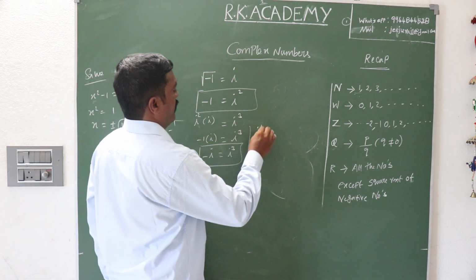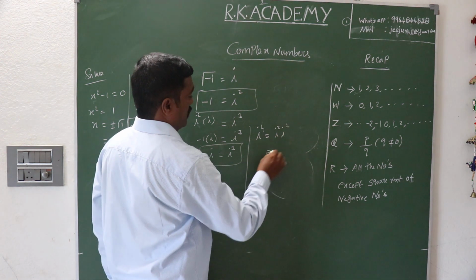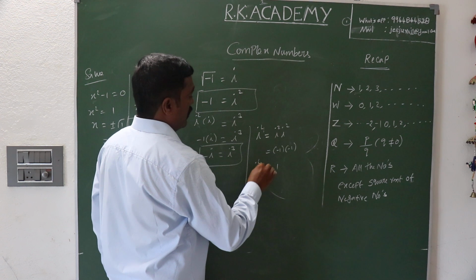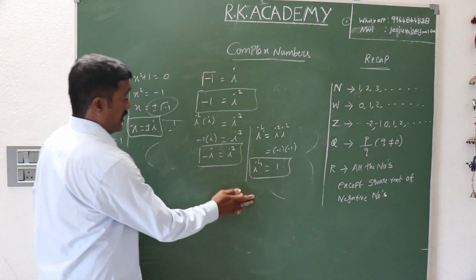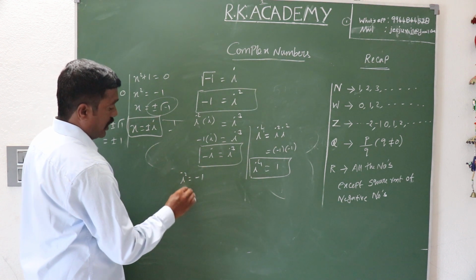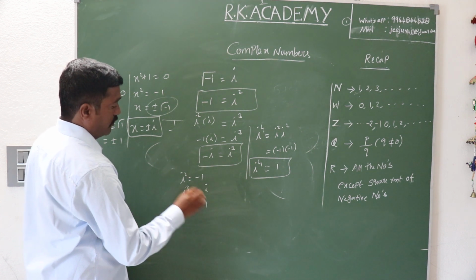Then how to write i power 4? i square into i square, that is minus 1 into minus 1, so it's 1. i power 4 is equal to 1. So the results are: i square is equal to minus 1, i cube is equal to minus i, and i power 4 is equal to 1.